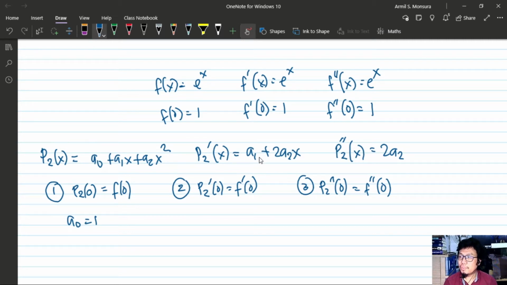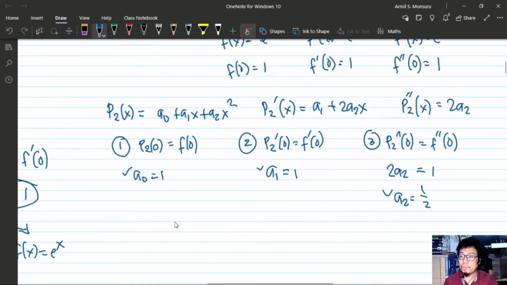Next, if we substitute 0 into your P2 prime, because we want P2 prime of 0, we will have a1 equals 1. And finally, we will have 2a2 for your P2 double prime, and since we don't have x here, P2 double prime of 0 is simply 2a2, equals f double prime of 0, which is 1. So that should imply a2 equals 1 half. These are now the coefficients of your approximating polynomial.